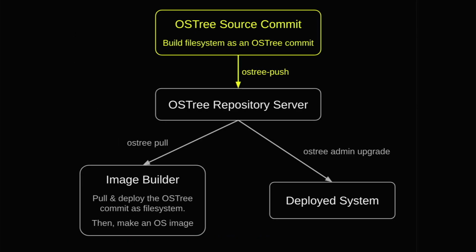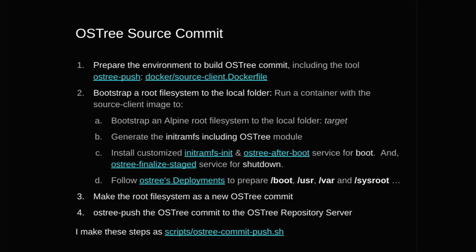Now let's try to build the file system as an OSTree commit. Before doing that, we must prepare the environment to build the file system. I'm using the Alpine image as a Podman container, and it must install the OSTree push to push the OSTree commit. Now, to build a file system, we have to bootstrap a root file system to a local folder, and then generate the initial manifest, including the OSTree module.